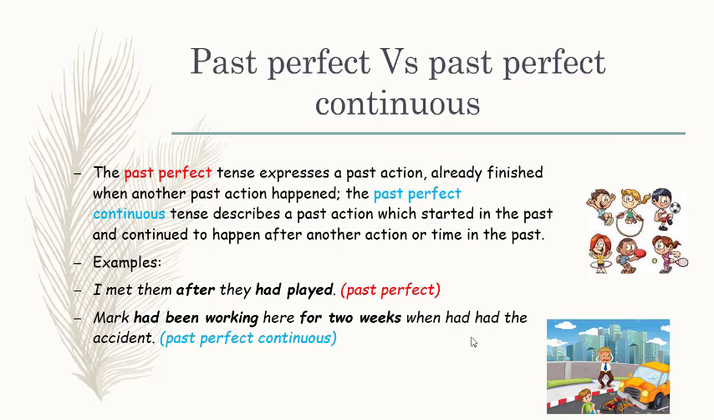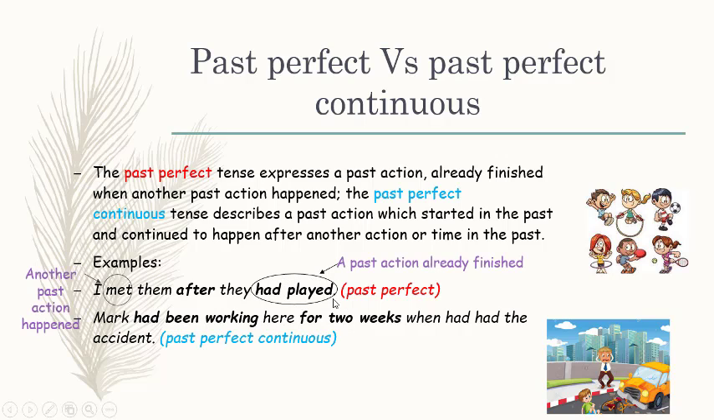Let's know the difference between past perfect and past perfect continuous. The past perfect tense expresses a past action already finished when another past action happens. Like here, had played is the past action. This action happened before another action. So this past action was already finished. But met is another action that happened in the past but happened after this action.